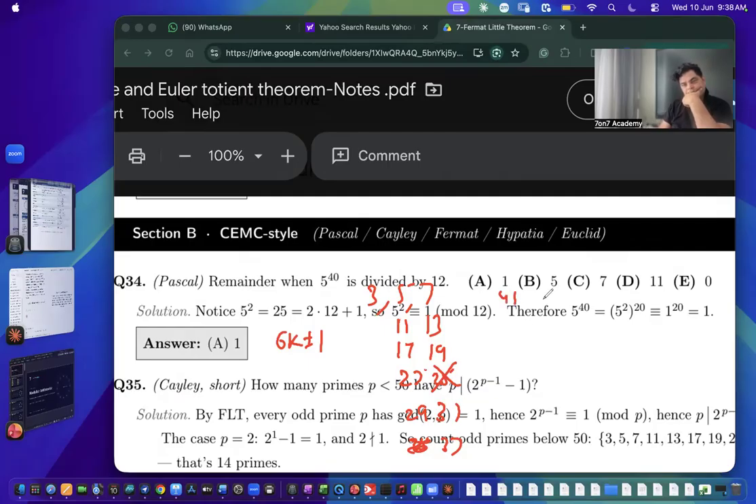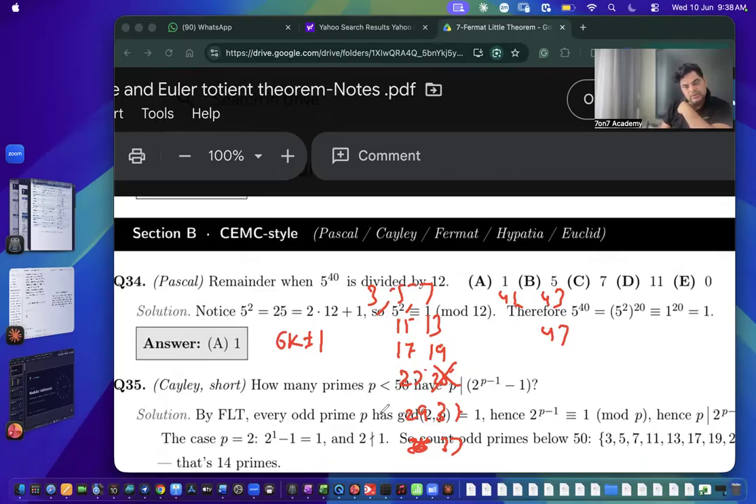then 41, 43 yes, then 47, 47 yes. That's it. 1 2 3 4 5 6 7 8 9 10 11 12 13 14. कहाँ से है? 13 ही होगा ना?